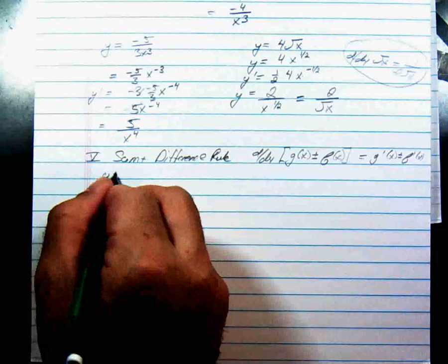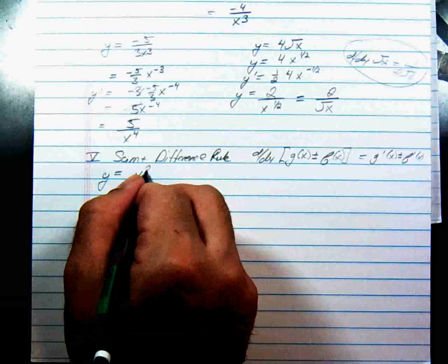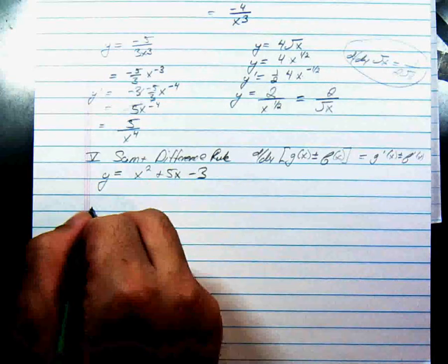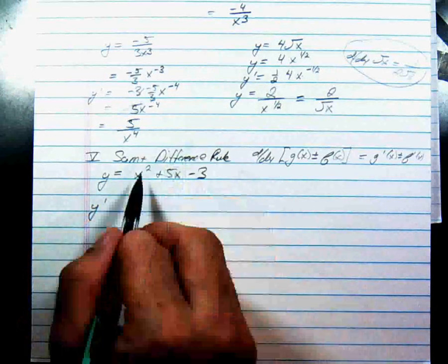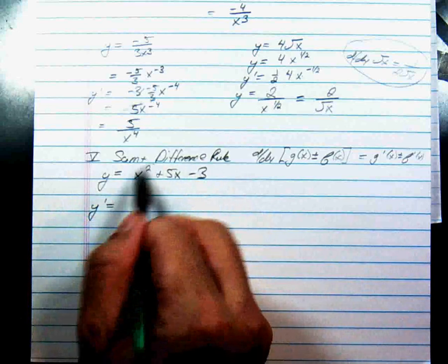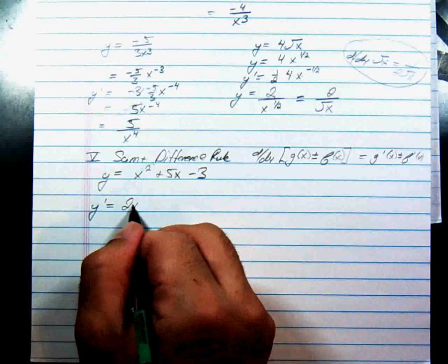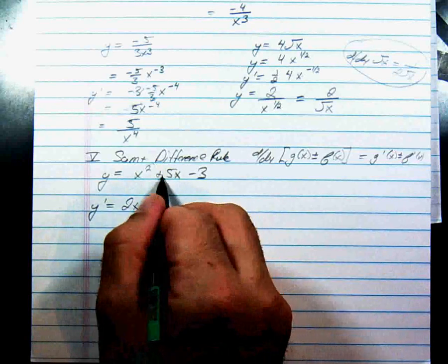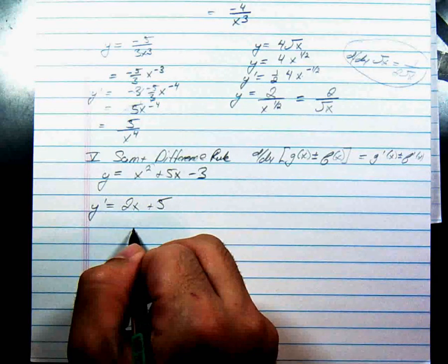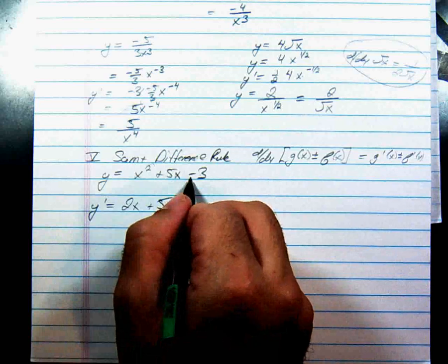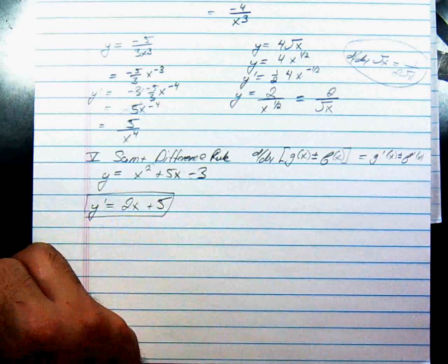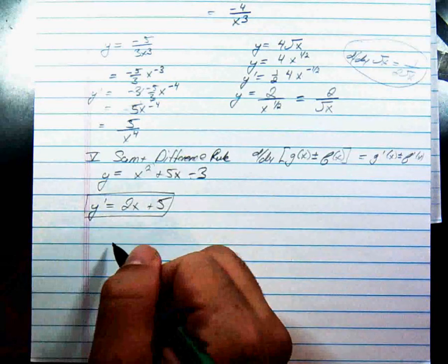So if I have y is equal to x squared plus 5x minus 3, y prime, the sum and difference rule says I can just do each one separately and report it as a derivative. So you just do them one at a time. The derivative of x squared is 2x by the power rule. The derivative of 5x is just going to be 5. And then the derivative of negative 3 is just 0. So there's your answer for that one. I did all 3 in one shot.